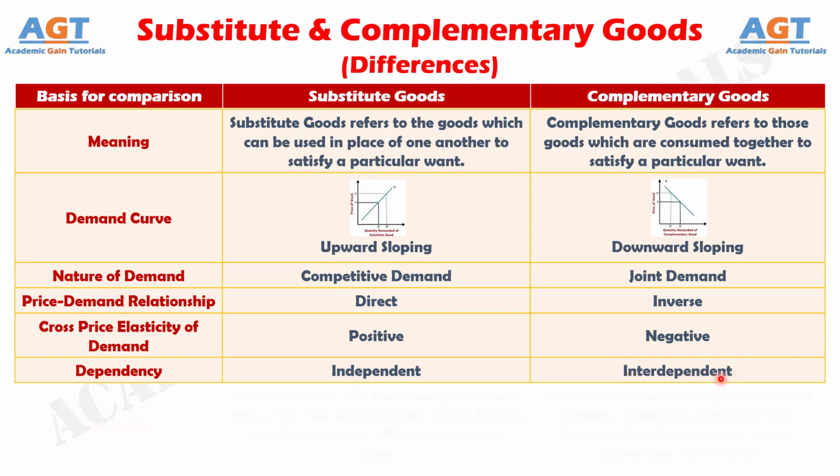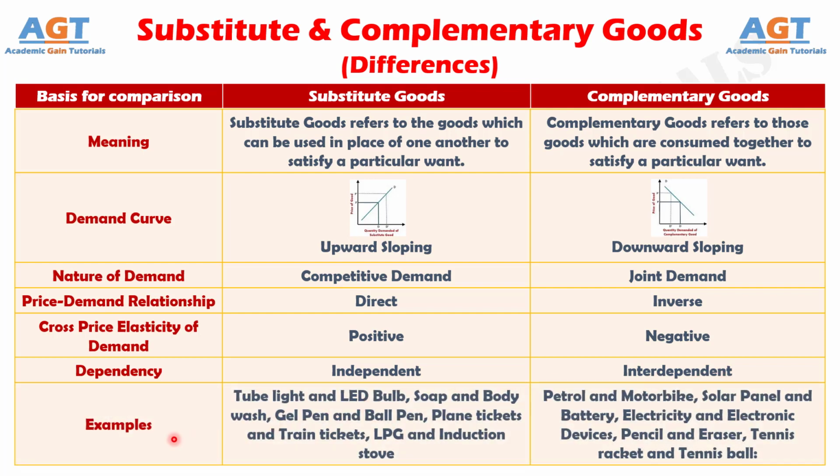And, difference number 7, examples of substitute goods include tube light and LED bulb, soap and body wash, gel pen and ball pen, plane tickets and train tickets, LPG and induction stove. On the other hand, examples of complementary goods include petrol and motorbike, solar panel and battery, electricity and electronic devices, pencil and eraser, tennis racket and tennis ball.